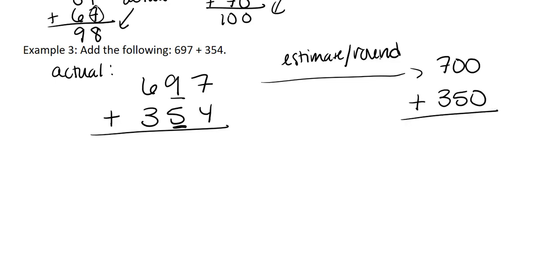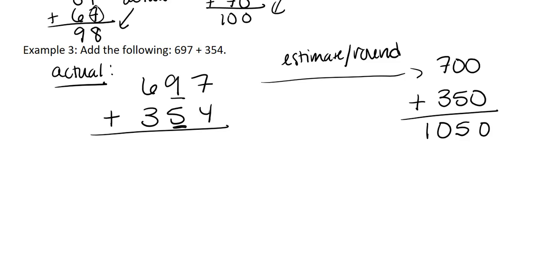So let's first look at our estimated rounding number. So 0 plus 0 is 0. 0 plus 5 is 5. 7 plus 3 is 10. So we'll just go ahead and place the 10 there. But let's look at our actual answer.